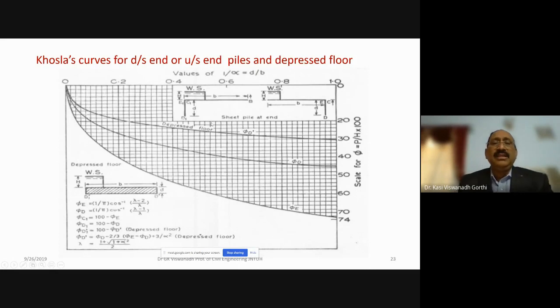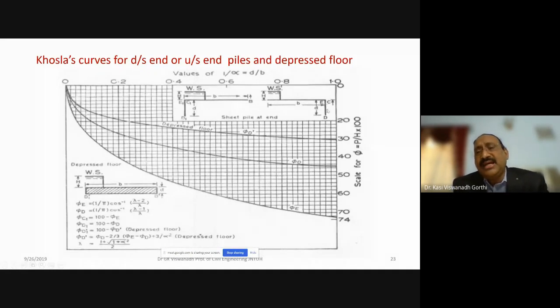In this case, you have an upstream pile. For this upstream pile, D is the thickness of the vertical cutoff for the pile, B is the horizontal floor, and H is the head causing flow. This is the water surface, this is the weir wall.